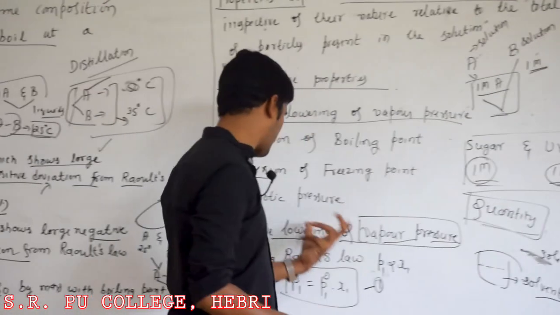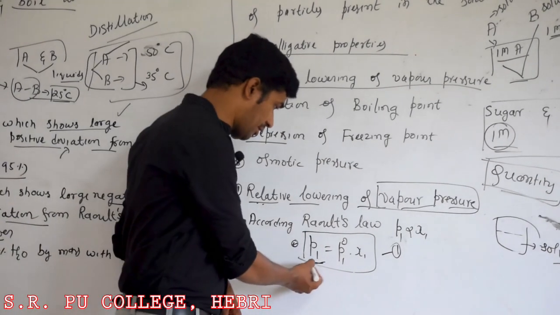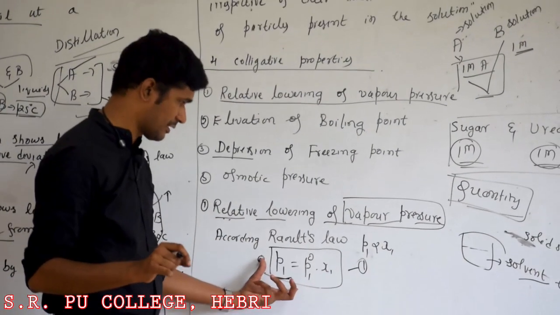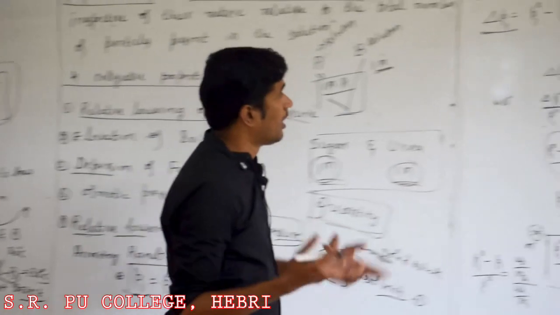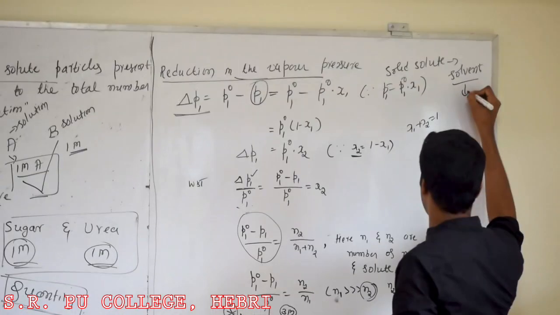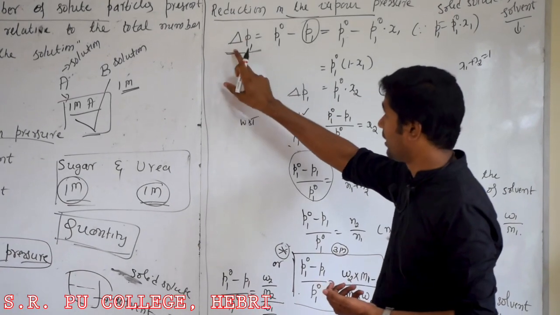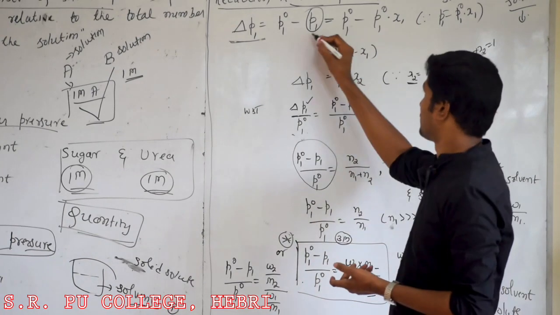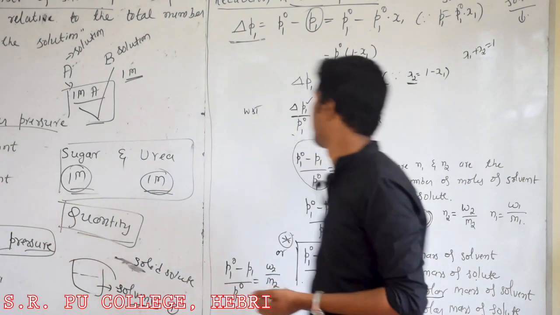Here we know, according to Raoult's law, for any solution, the partial vapor pressure of the volatile component is directly proportional to its mole fraction. We have written this equation already. P1 is equal to P1 naught into X1. So when a solid solute is added to a volatile solvent, its vapor pressure decreases. Reduction in vapor pressure can be calculated by using this formula. Delta P1 is equal to P1 naught minus P1, initial minus final. So that is equal to P1 naught minus P1 naught into X1, from equation number 1.